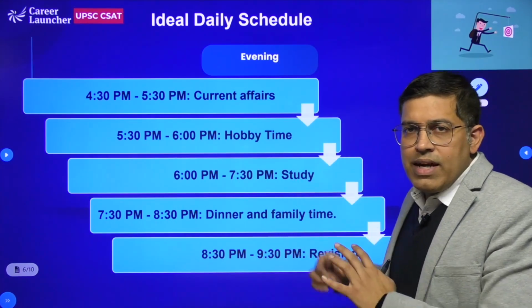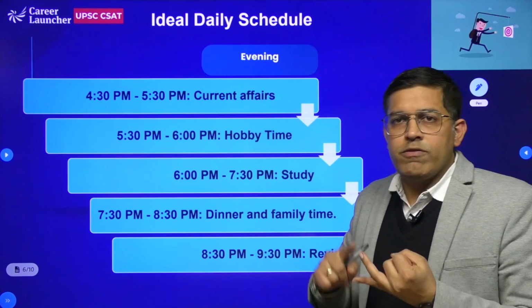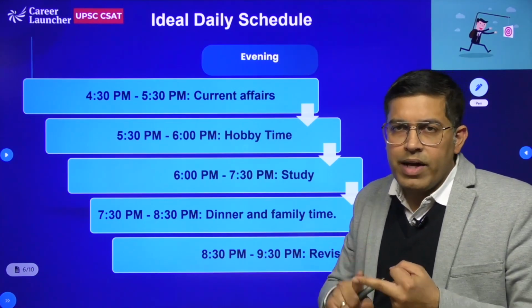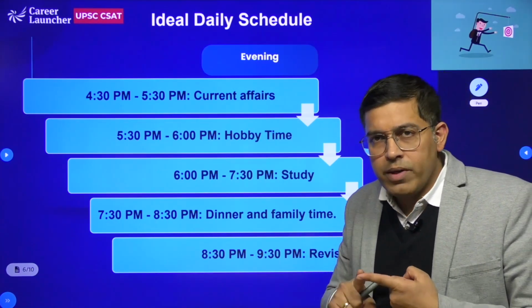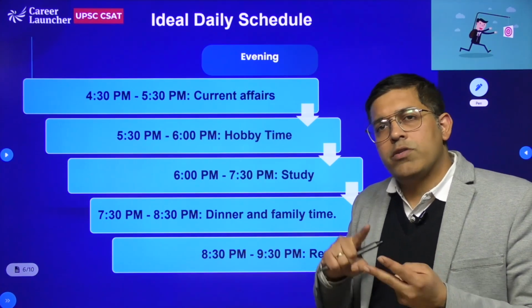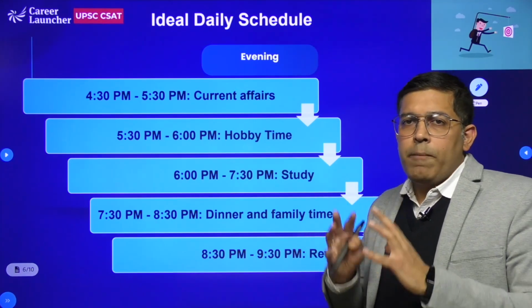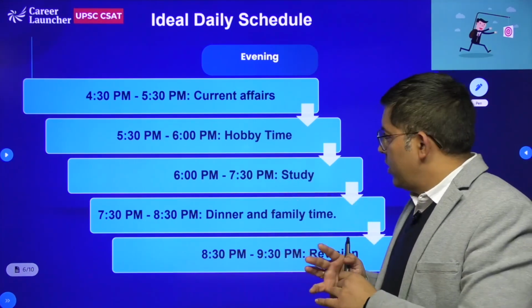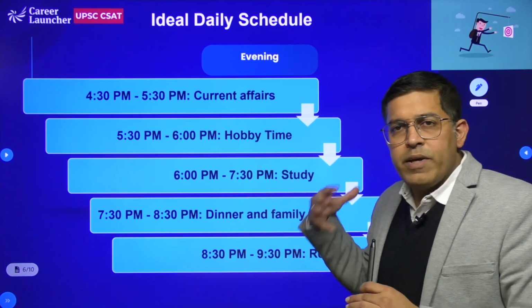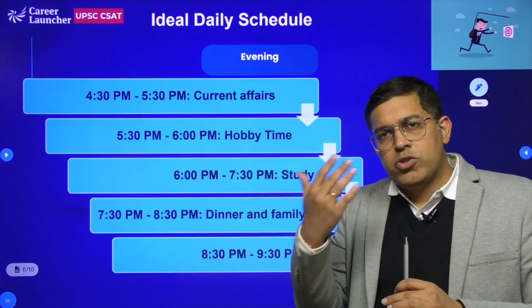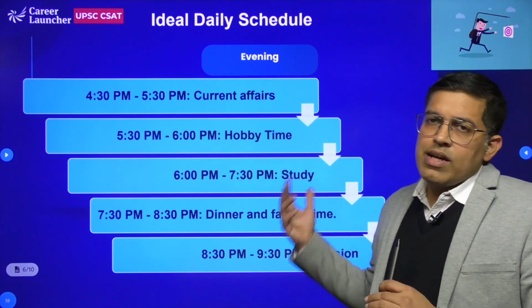Here you can see that you have sufficient study time, sufficient practice time, sufficient break time, you also have time for your hobby, for newspaper, and for current affairs. So that's how you can prepare a timetable on your own. You can take this as a reference, and based on your situation, based on your study pattern, you can customize the timetable.